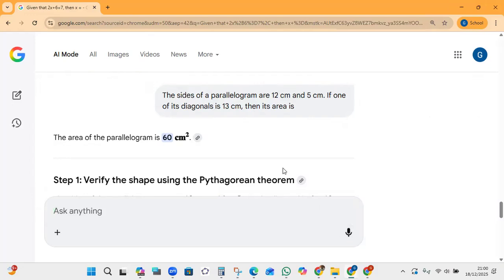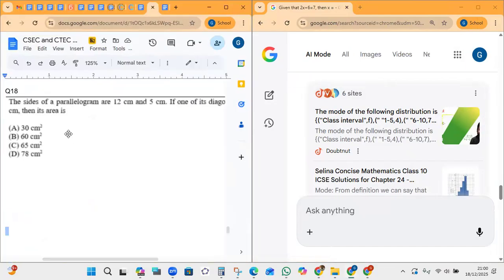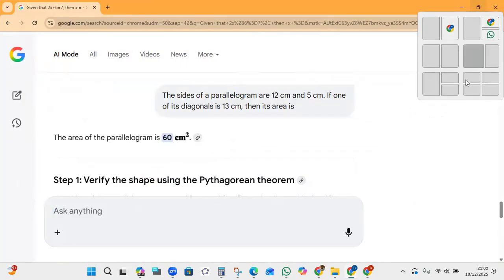This is the area is 60 centimeters squared. Let us see if this is an option. Apparently it is B. The answer is B. So let us read AI's explanation.